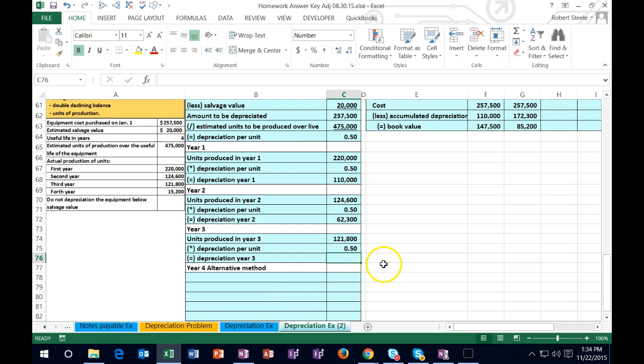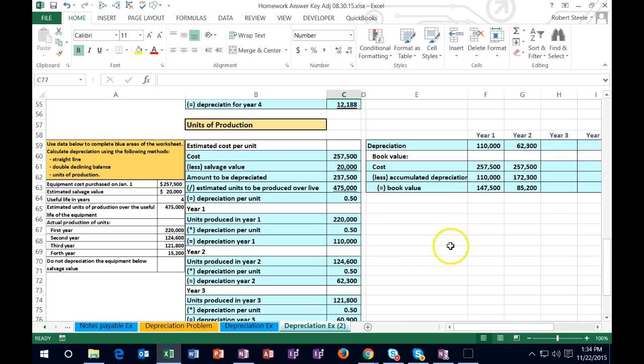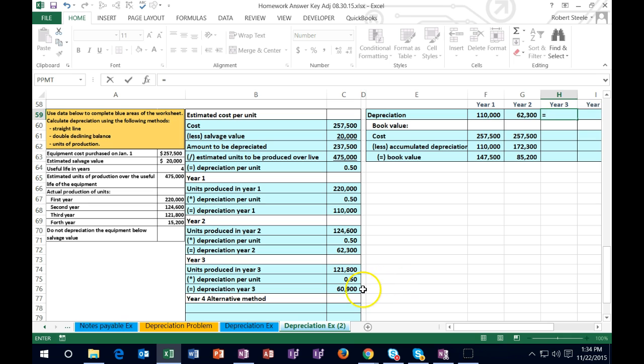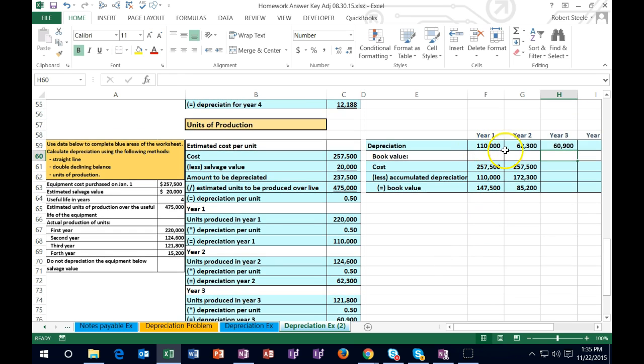So we're going to multiply that out. I'm in cell C76. We're going to say equals. We're going to point to the 121.8 units produced in year 3 times the 50 cents per unit. Year 3 has 60,900 that we will then depreciate. Going to go ahead and put that into our table up top. So depreciation for year 3 now is going to be this 60,900, and enter. So we can see the depreciation is going down. It went down slightly from this year to the next.